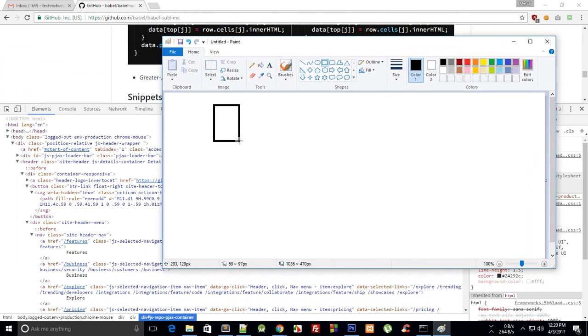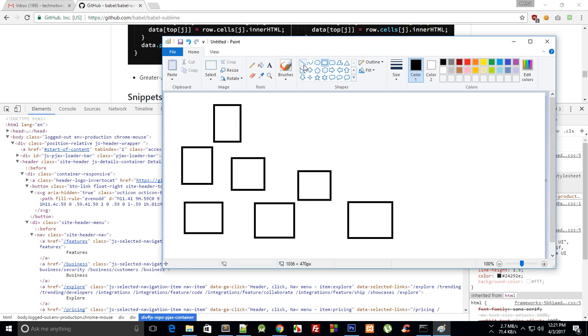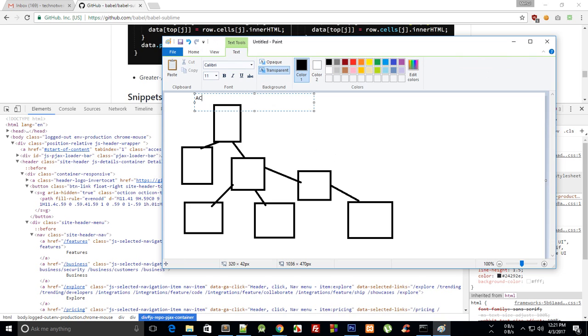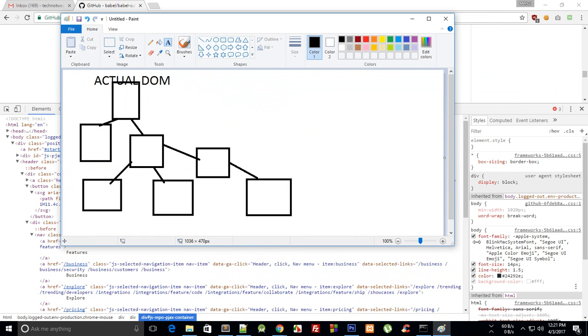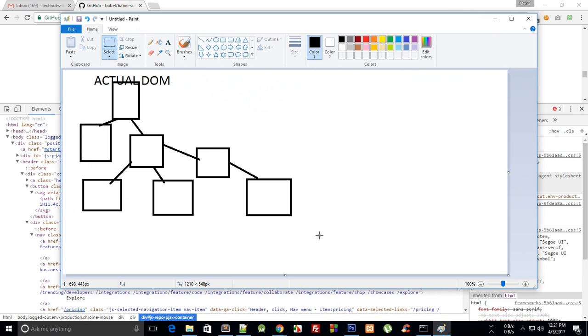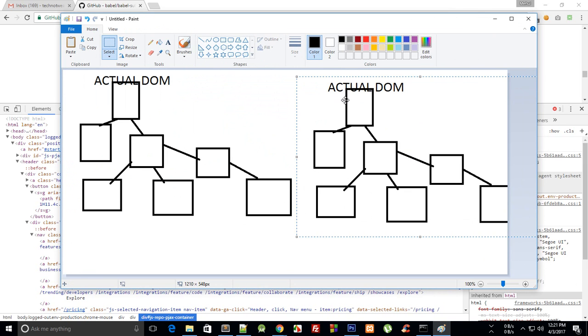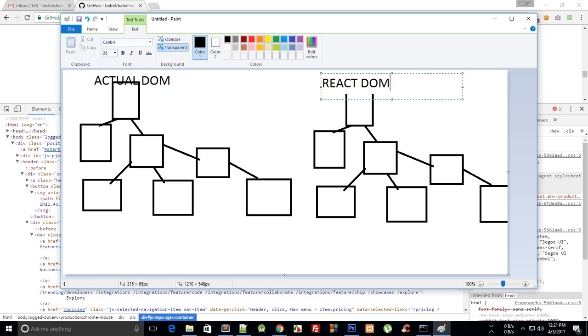Let's say we organize this DOM in the form of some sort of tree. This would be hard to rotate, so let's just go with a line only. Something like this. So this is your actual DOM. What React would do is that behind the scenes it would create an exact copy of the same DOM, but this would be React's DOM, or what we could say is virtual DOM.